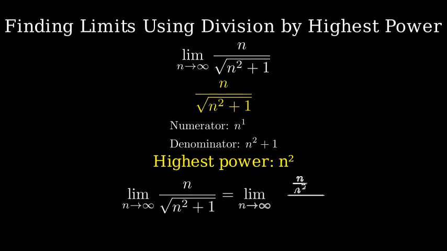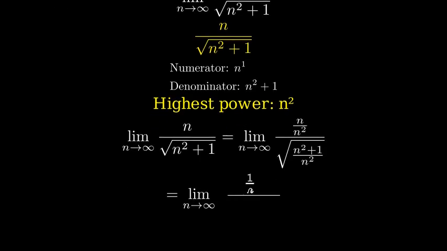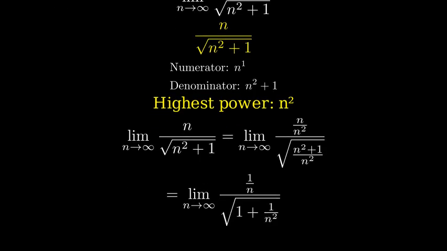In the numerator, when we divide n by n squared, we get 1 over n. In the denominator, when we divide what's under the square root by n squared, we get the square root of 1 over n squared plus 1 over n squared.